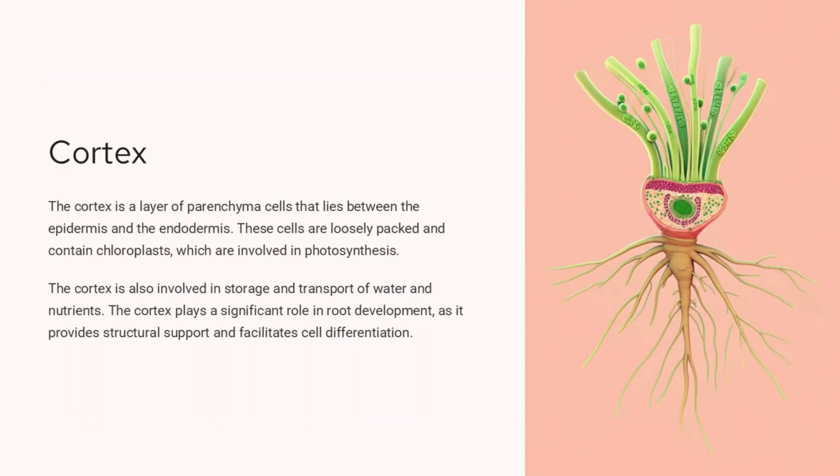The cortex is a layer of parenchyma cells that lies between the epidermis and the endodermis in the root. These cortex cells are loosely packed and contain chloroplasts, which are involved in photosynthesis. The cortex is also responsible for storing and transporting water and nutrients throughout the root. The cortex plays an important role in root development, providing structural support and facilitating cell differentiation. This cross-section image shows the green chloroplasts within the cortex cells, as well as some of the nuclei.